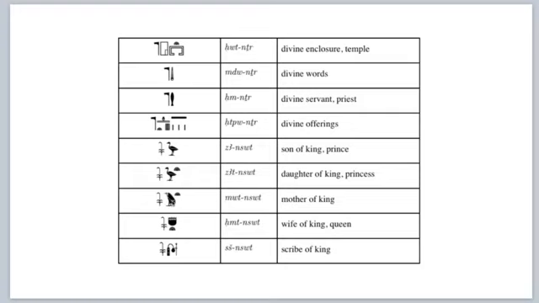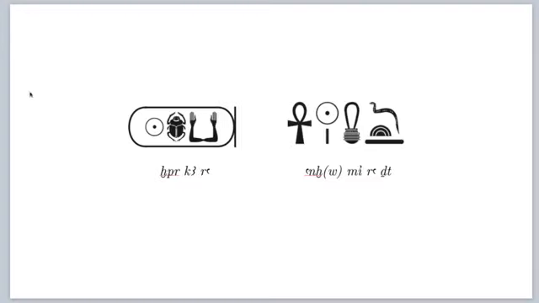Mut Nisut, mother of the king. Okay, but Nisut is written first. Hem Nisut, wife of king, or we would simply say queen. And then Sesh Nisut, the scribe of a king. The king is written first. The word for king, I should say, is written first. So all of these are examples of honorific transposition. So lastly, we have two more examples.